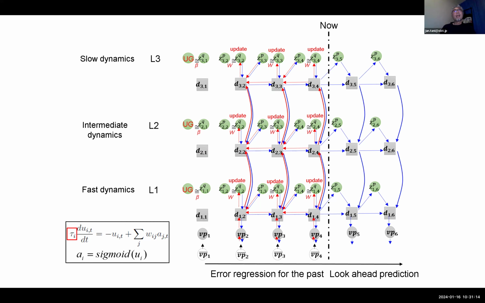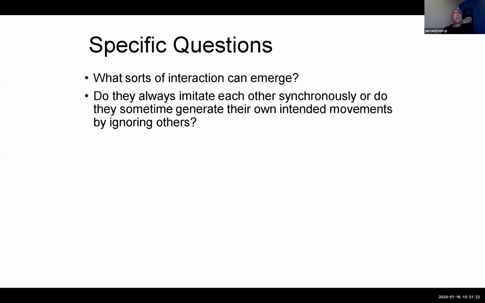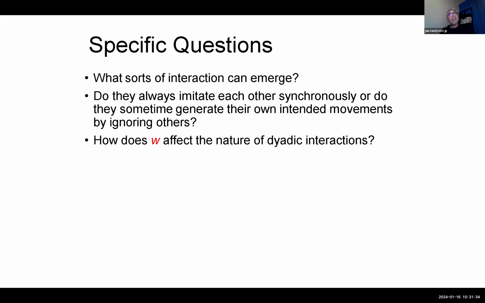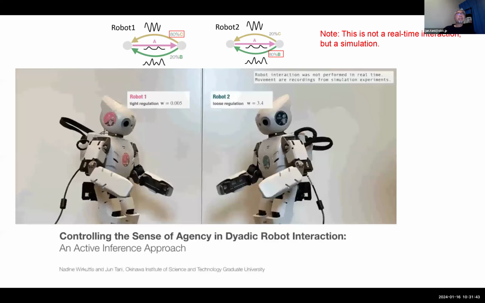The specific question in this experiment is what sort of interaction can emerge. Do they always imitate each other synchronously, or do they sometimes generate their own intended movement by ignoring others? How does the multiplier W affect the nature of dyadic interaction? So let's look at the robot experiments for this.